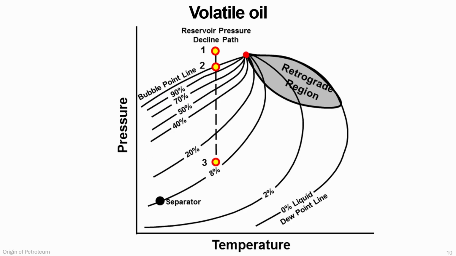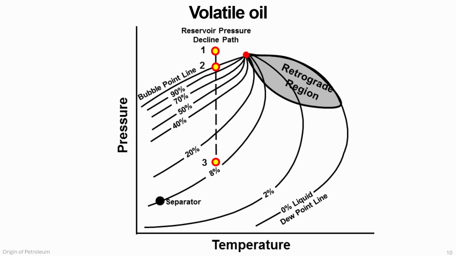A volatile oil reservoir is similar to black oil, but the initial pressure is much closer to the bubble point. Because the fluid contains more lighter hydrocarbon components, a small drop in pressure below the bubble point releases a relatively large amount of gas. As a result, volatile oil reservoirs produce more gas and less liquid at the surface than black oil reservoirs.